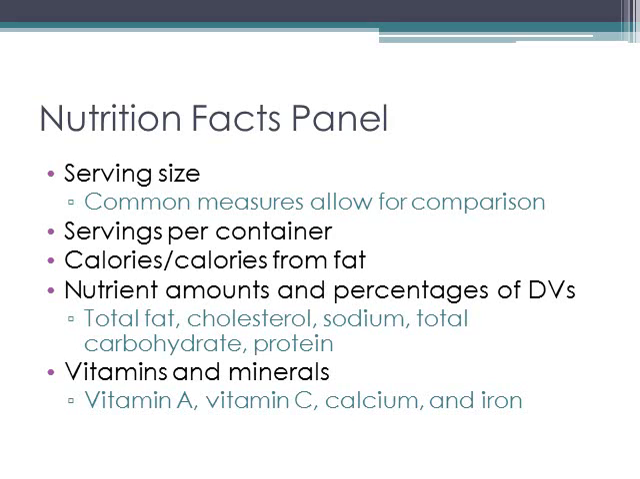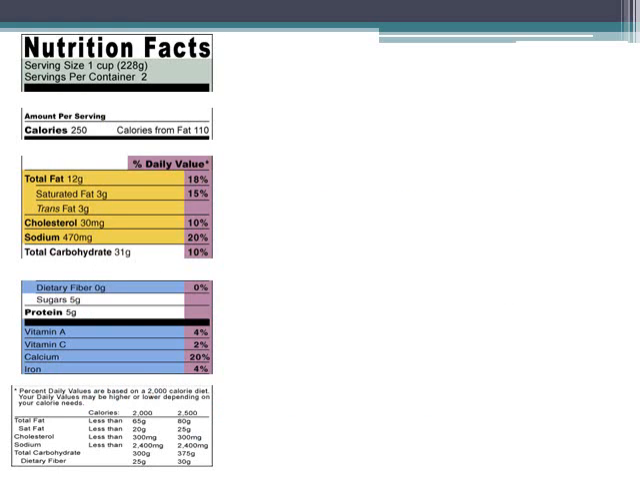Sometimes you'll see other vitamins and minerals included, especially on things like cereal, and that's fine. Other products may do that as well, but the ones that are required are A, C, calcium, and iron. So let's go through a label and look at all of these things again.